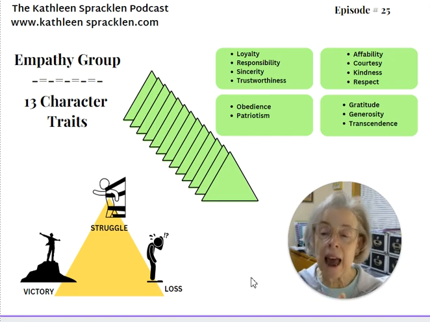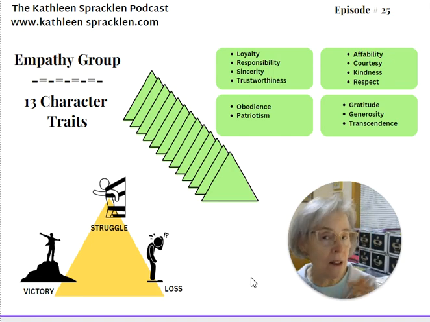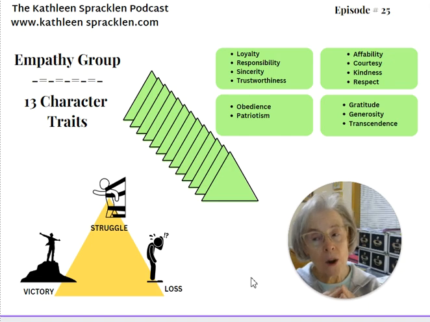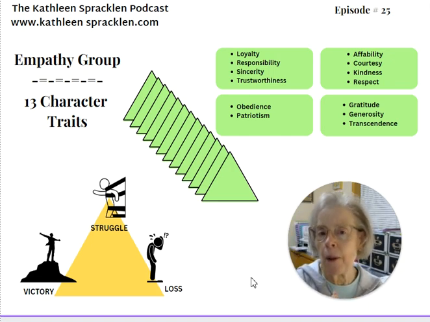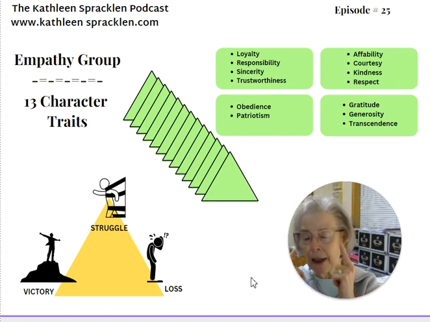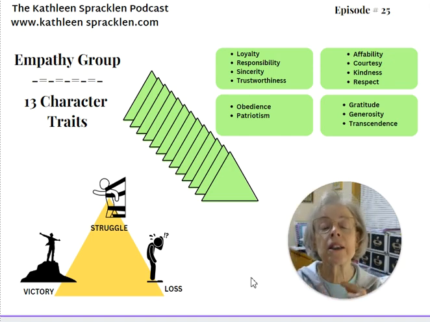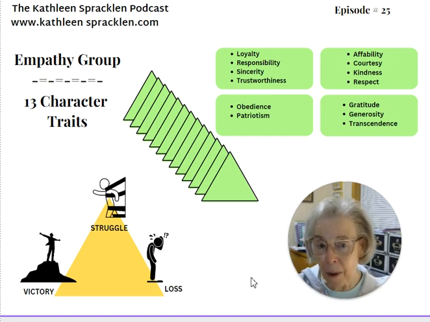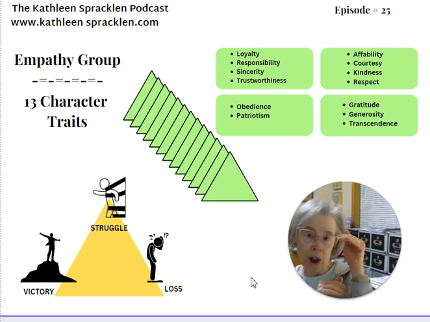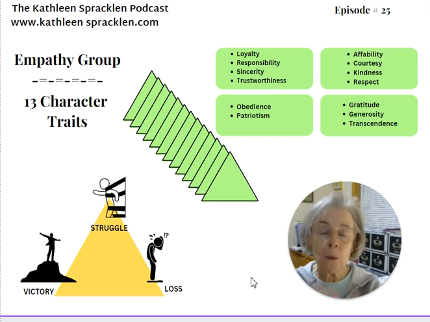Another group is affability, courtesy, kindness, and respect. These are fun traits to tease apart. Basically, the group has to do with how we treat other people, but not just how we treat other people. In the back of our mind, how do we see ourselves with respect to other people? Are we gauging ourselves compared to others? Are we judging ourselves to be above others? Are we treating everyone with courtesy and kindness and respect?